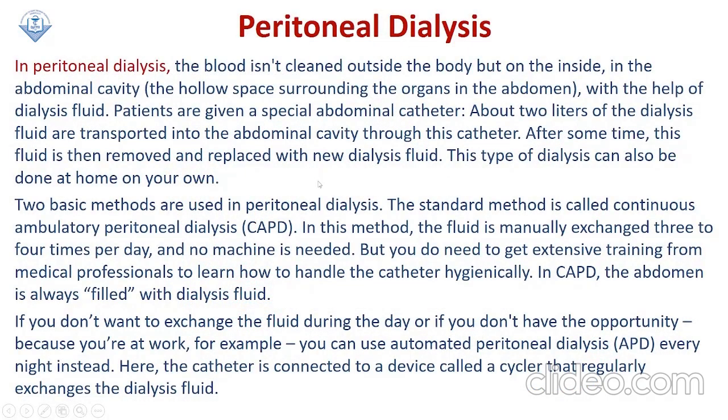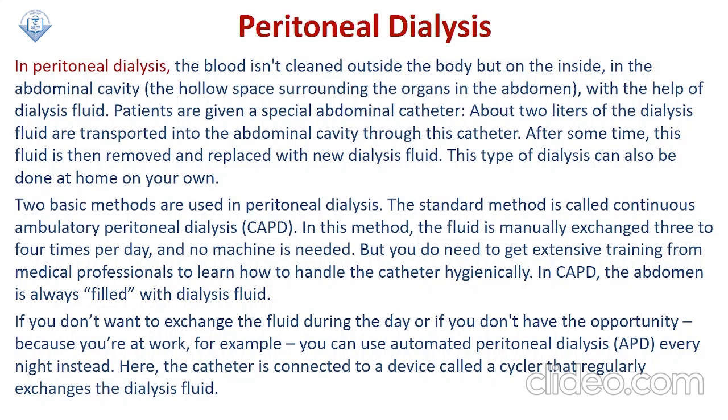Another way is peritoneal dialysis. In peritoneal dialysis, blood isn't cleaned outside the body, but the process takes place inside, in the abdominal cavity. The abdominal cavity is a hollow space surrounding the organs in the abdomen, and with the help of dialysis fluid, it is possible to do. Patients are given a special abdominal catheter. About 2 liters of dialysis fluid is transported into the abdominal cavity through this catheter. After some time, this fluid is removed and replaced with new dialysis fluid.